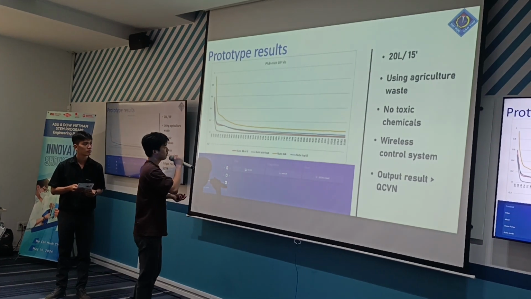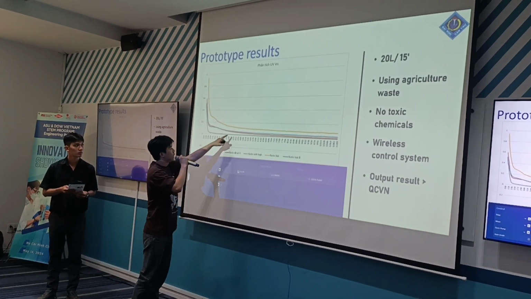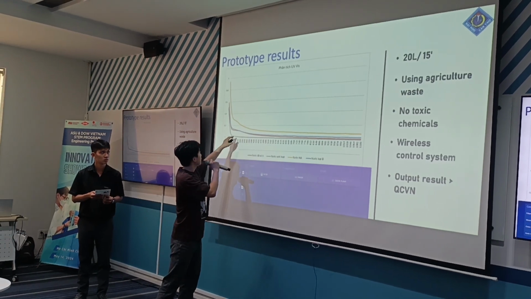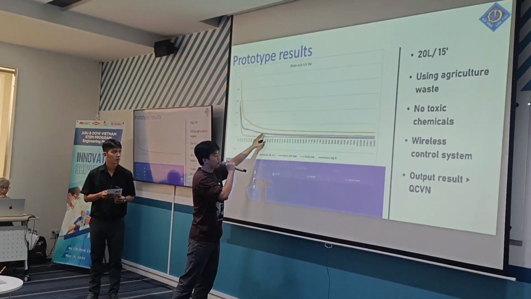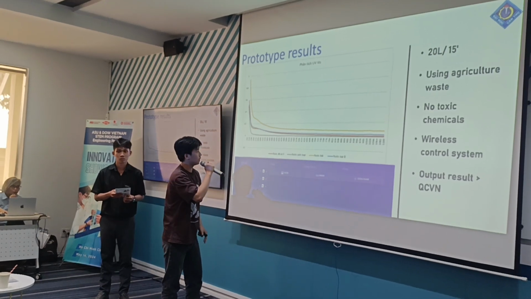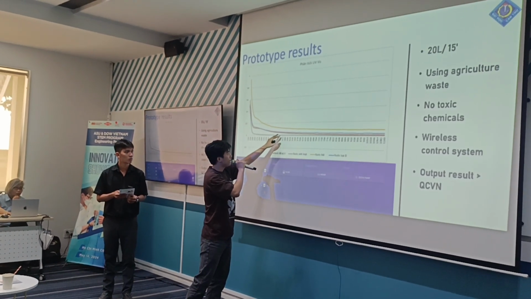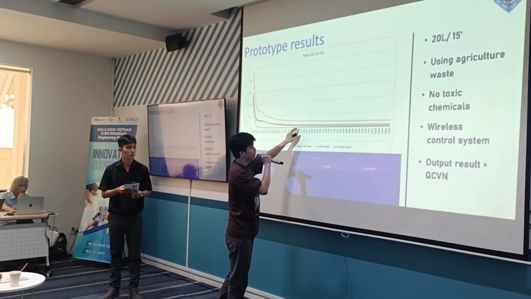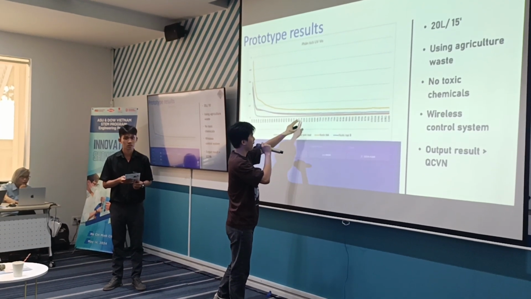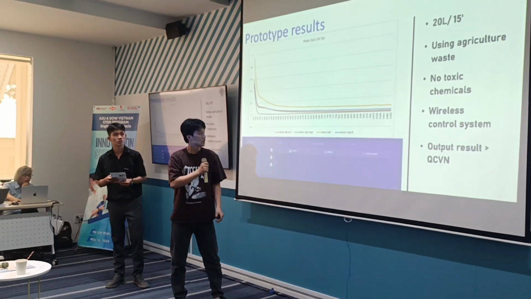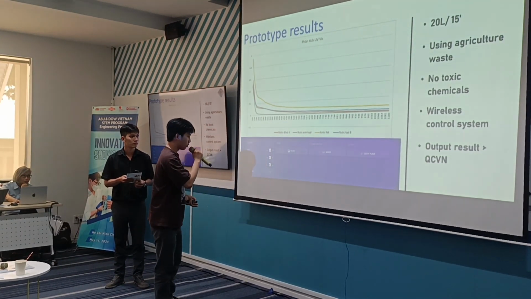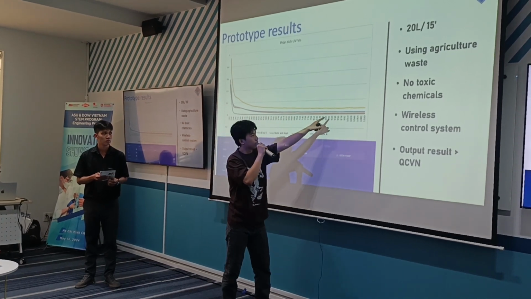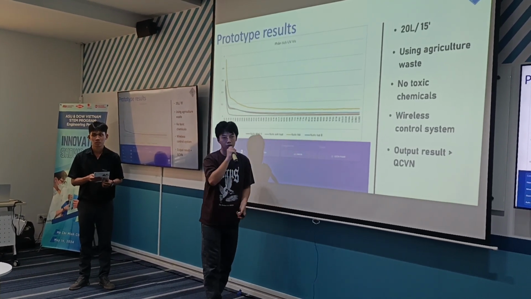And for our prototype result, this is the orange line right here. As you can see, it is over the standard of Vietnam. It has surpassed the standards and is almost parallel to the standard and the clean water. So I think if we added more process and more stages, we can make it closer to the usable water.